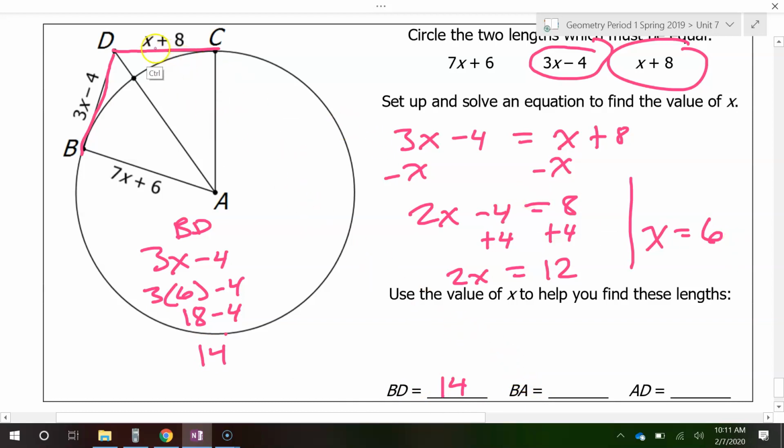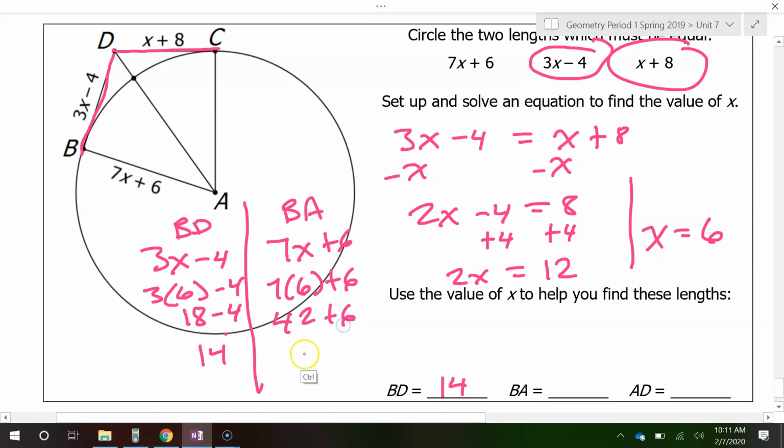Now I could put in 6 for x, or I could just notice that these are the same. Oh, well, they don't ask me for DC, do they? Never mind. So they asked me for BA. So for BA, the expression is 7x plus 6. So that's going to be 7 times 6 plus 6. So that'll be 42 plus 6. So that'll be 48. Does that make sense? So BA is 48.